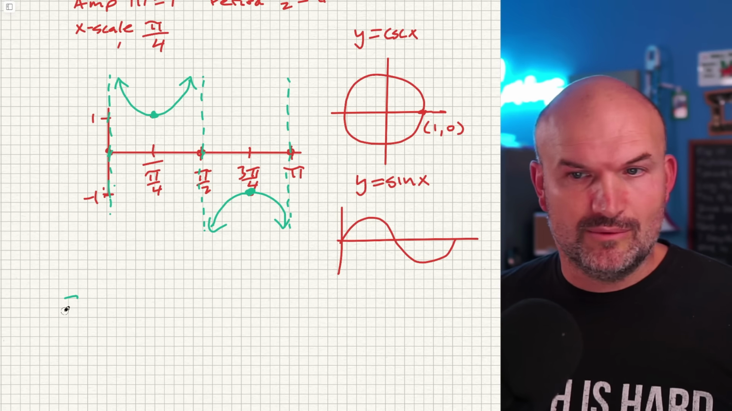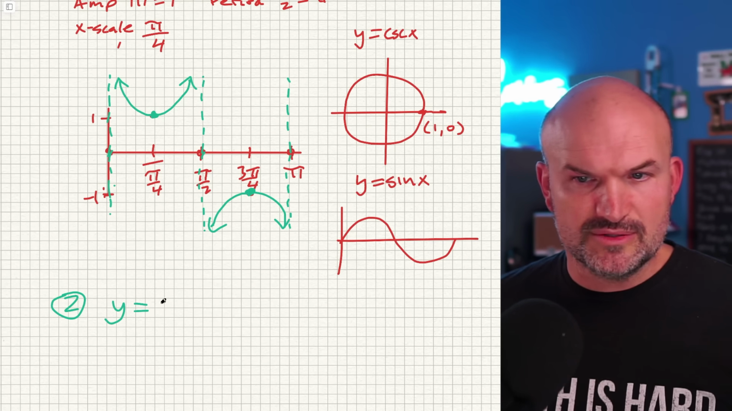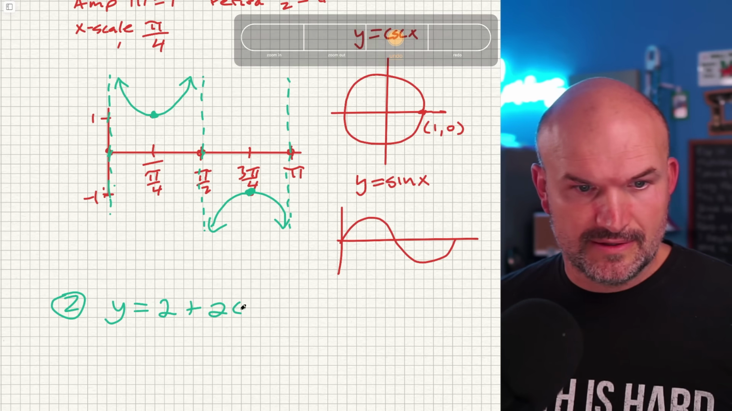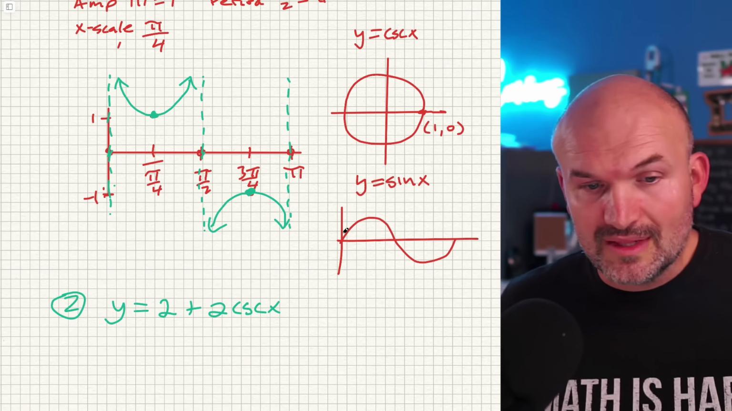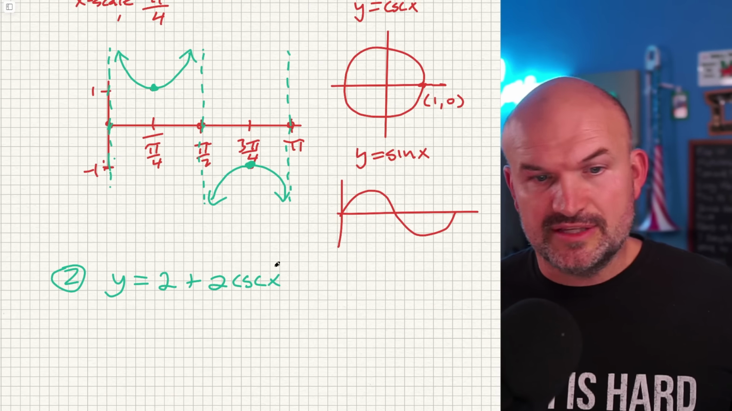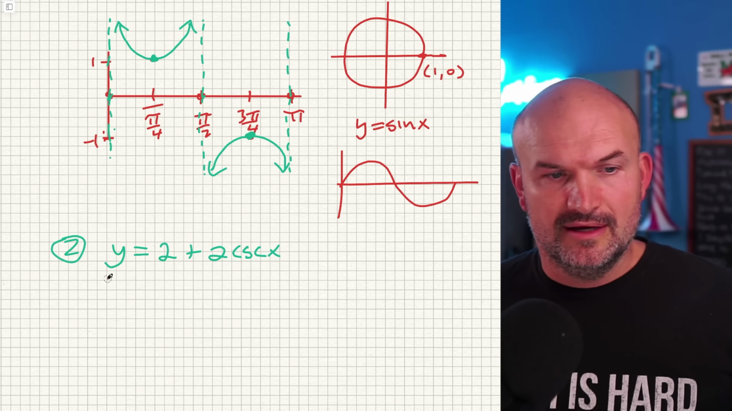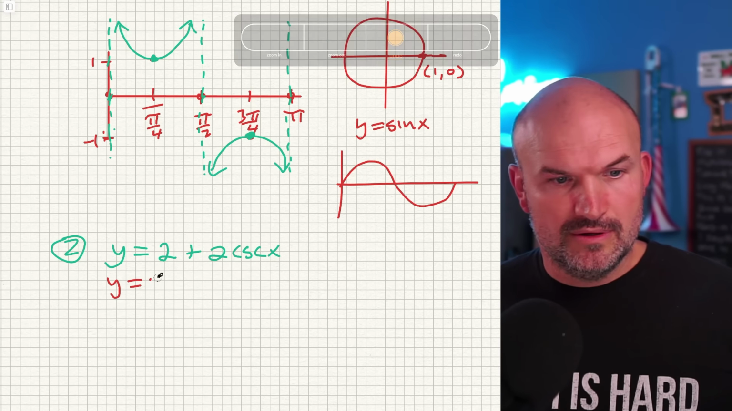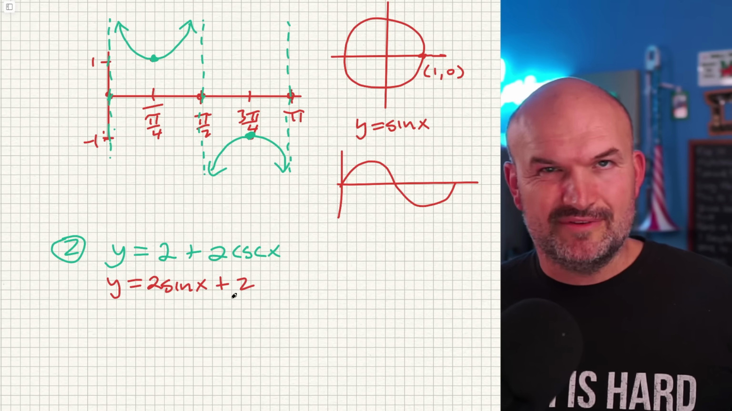All right, let's go to another one which actually is going to have some transformations. This one is going to be y equals 2 plus 2 cosecant of x. All right, so on this one, again, we're not going to have a change in the period like we did up here because you can see there's no coefficient of x. But again, I'm not going to think about this in terms of cosecant. I'm going to go ahead and write y equals 2 sine of x plus 2. I always like to have the plus 2 at the end.